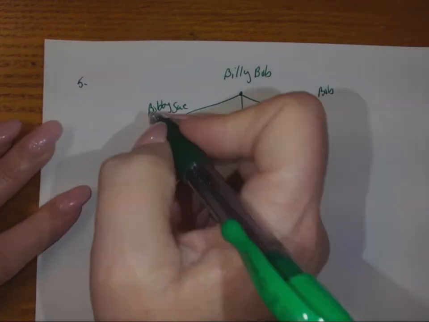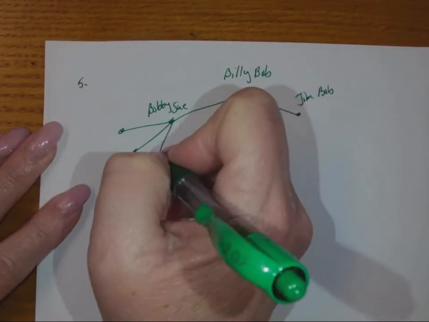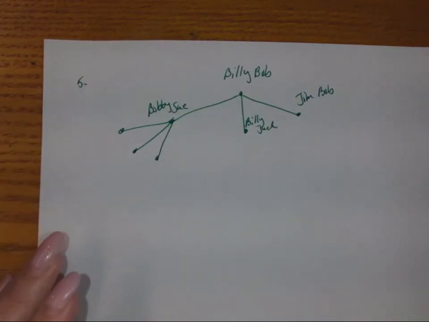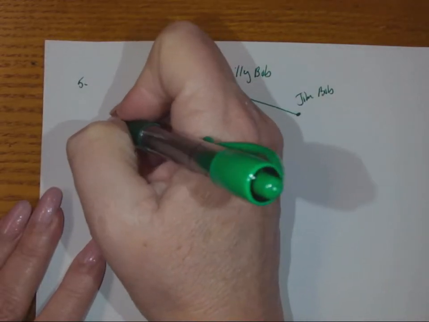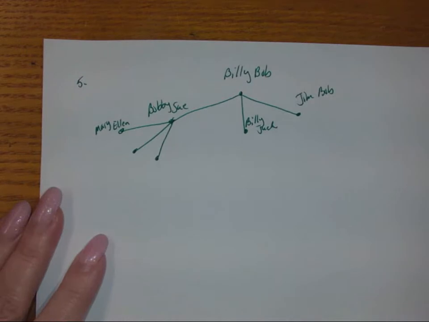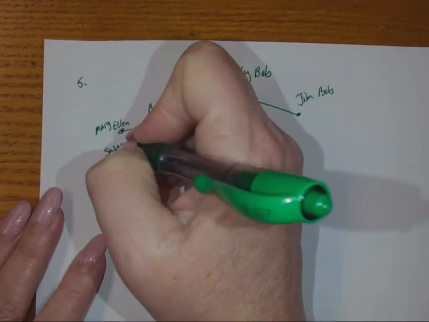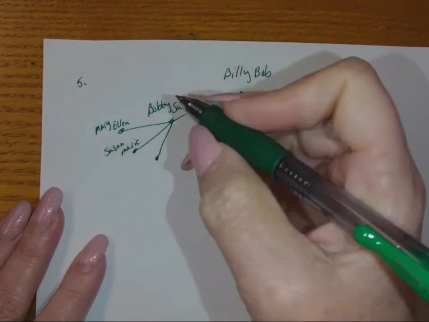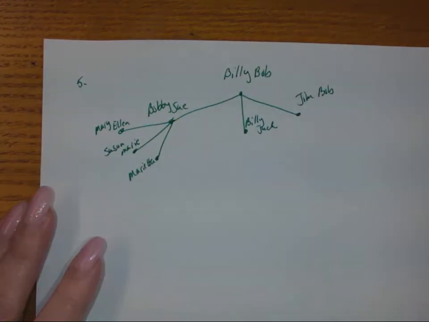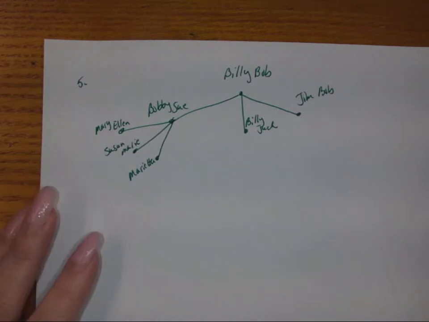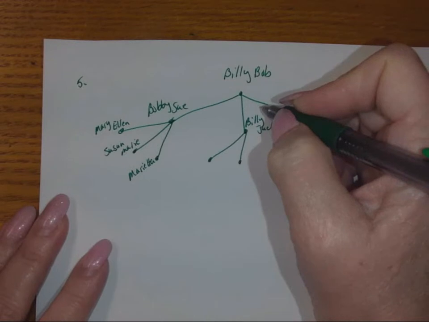Bobby Sue has 3 children, so she's going to get 3 branches off of hers. And they are Mary Ellen, Susan Marie, and Marietta. Billy Jack has 3 children. He has Jackson, Johnny, and Billy Ray.